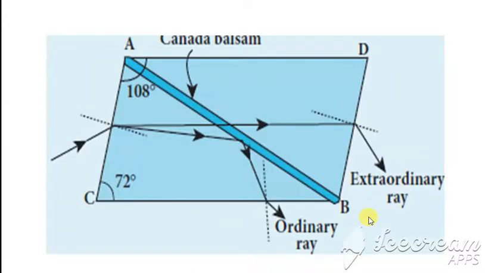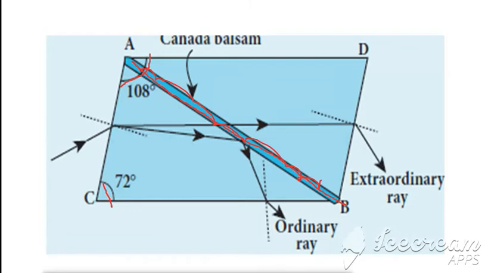Yes, clear? Then so this is a diagram as you are seeing here. So this is the side A, B, C and D. So this is being cut into two halves, and that is being joined with the help of what? Canada balsam, a transparent layer. Yes, so that the angles are 72 degrees and 108 degrees.